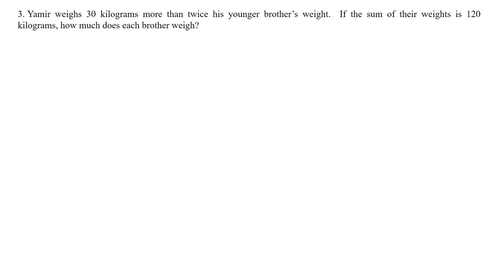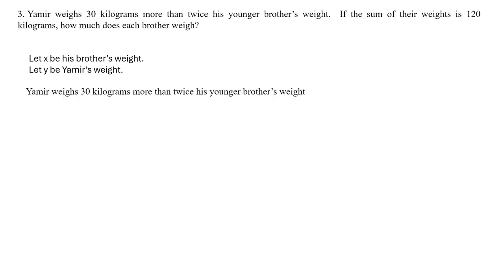Yamir weighs 30 kilograms more than twice his younger brother's weight. If the sum of their weights is 120 kilograms, how much does each brother weigh? Here are our declarations. X can be the brother's weight. Y will be Yamir's weight. We're told that Yamir weighs 30 kilograms more than twice his brother's weight. So, if his brother's weight is modeled by X, we can say that Yamir's weight is 2 times X plus 30.